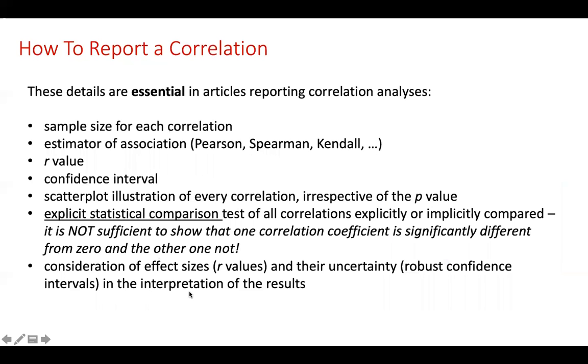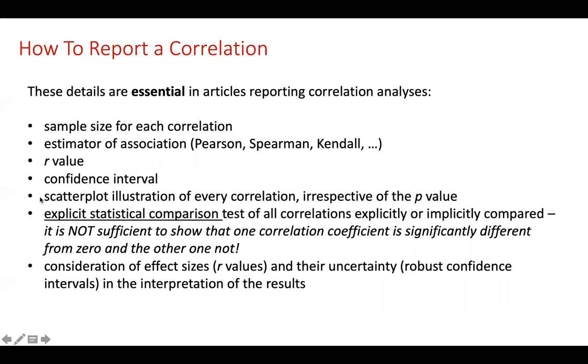Okay. And then these are the last few things that I just wanted to mention. If you ever have to report the results of your correlation analysis in a paper, make sure to include the following information. Always report what the sample size is for each correlation, what estimator of association you used, what the R value was, and what the confidence interval is. The first three you mostly read in papers. Confidence interval, not so often.